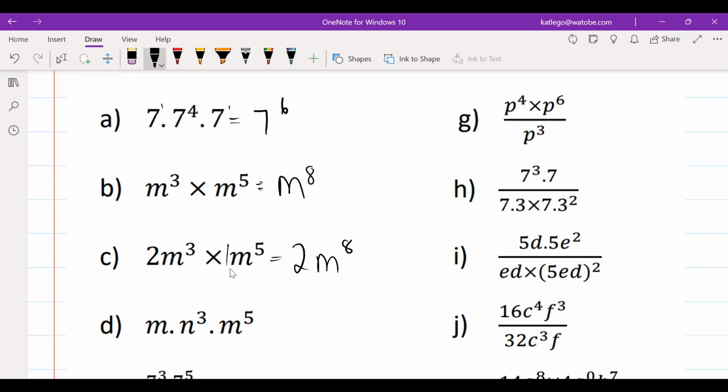And we already have an answer for number D. That will be m to the power of 8 and n to the power of 3.